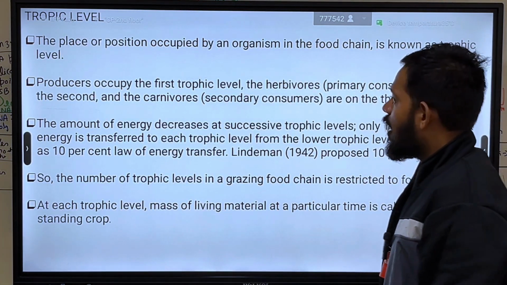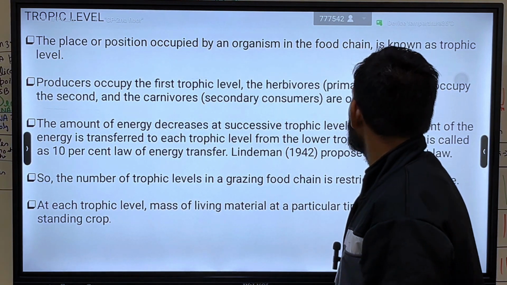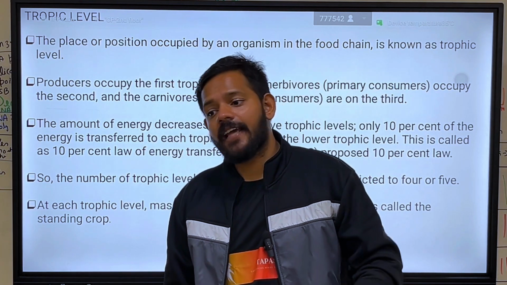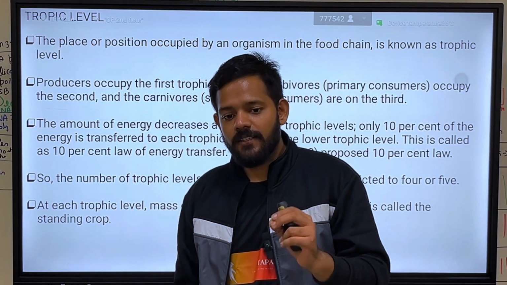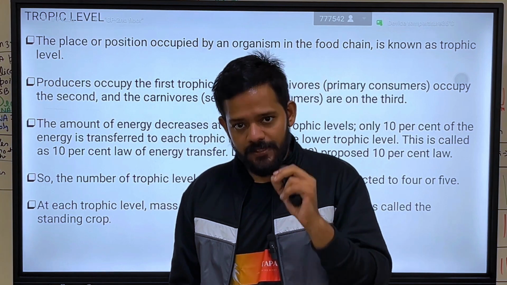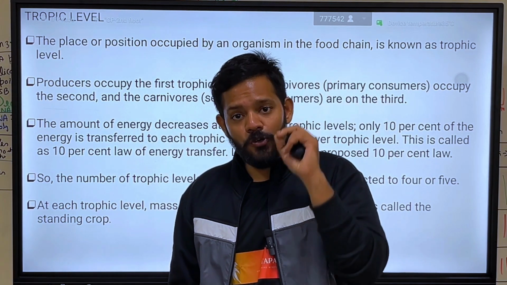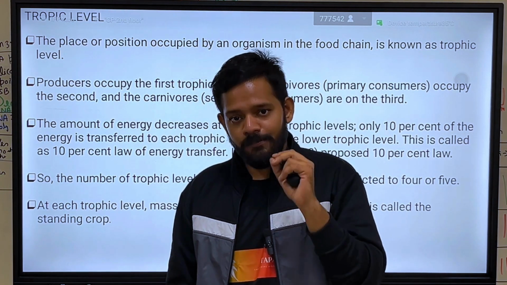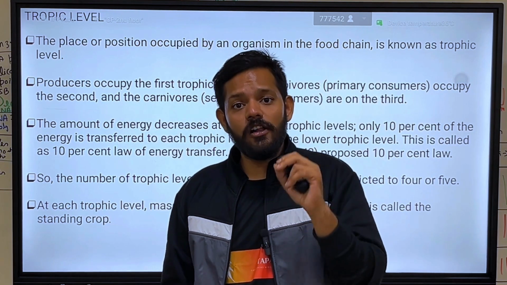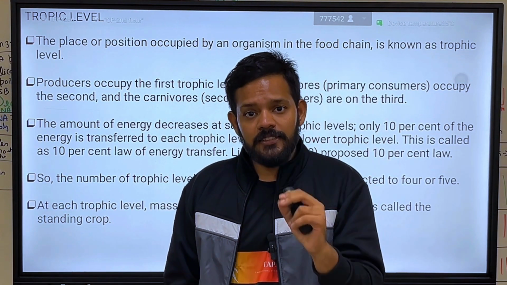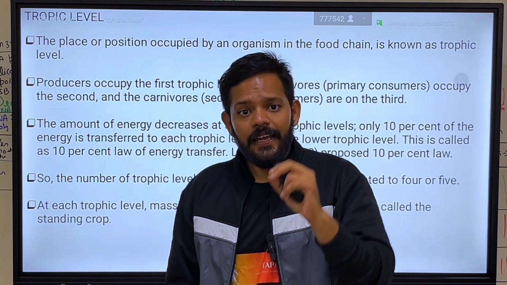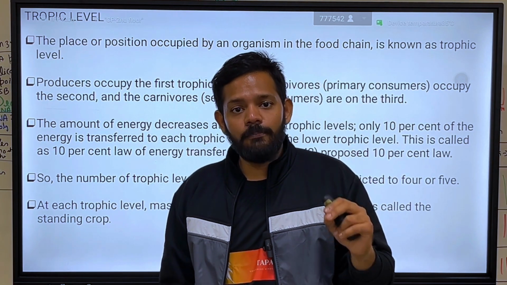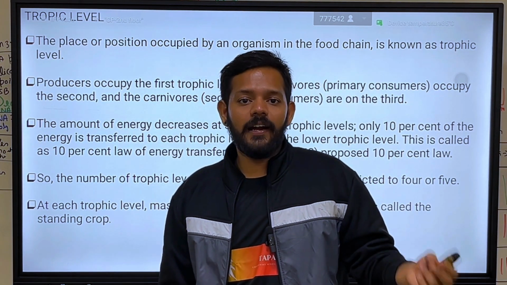The position occupied by an organism in the food chain is known as the trophic level. It can be T1, T2, T3, T4, or T5. But the most important thing is that T1 is always occupied by plants in the grazing food chain. Again, I am saying this very important line: T1 is always occupied by plants in the grazing food chain. While in the decomposing detritus food chain, the T1 level is always occupied by dead organic matter, which we call detritus.